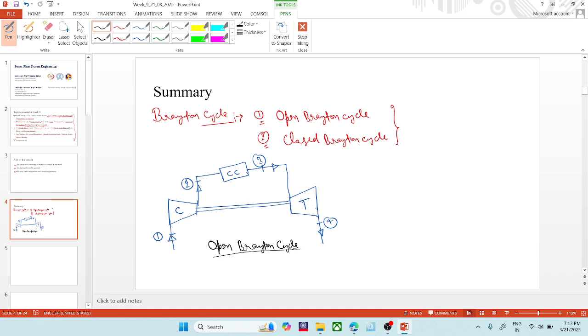Open Brayton cycle. Here, C is the compressor, T is the turbine, and CC is the combustion chamber.